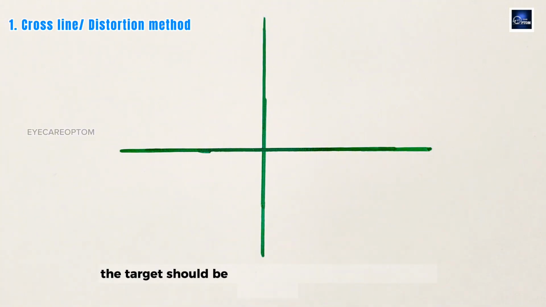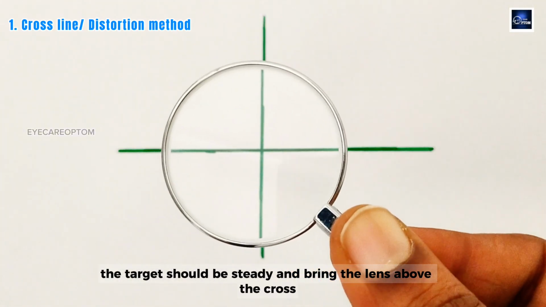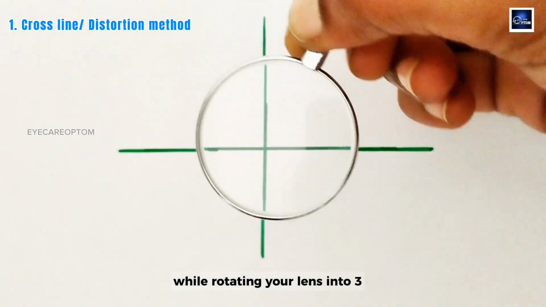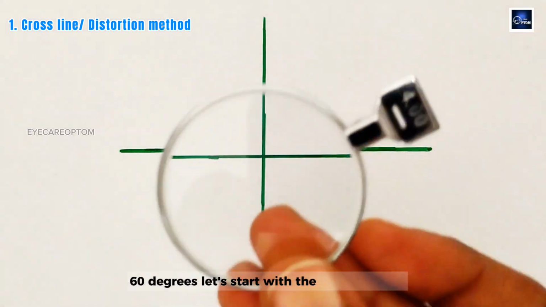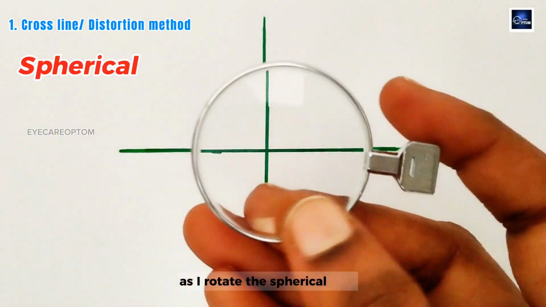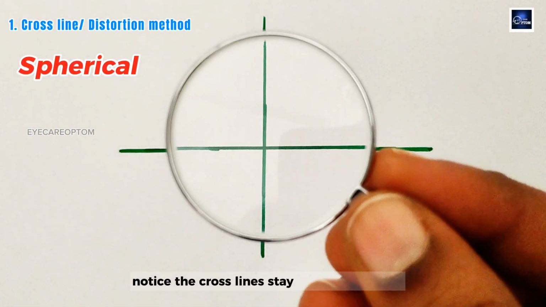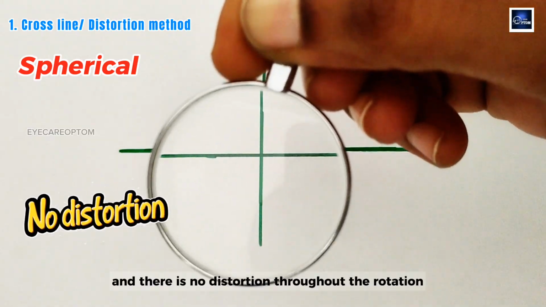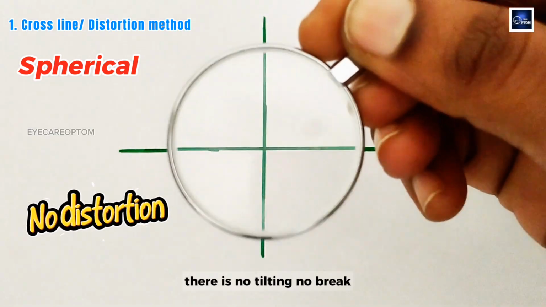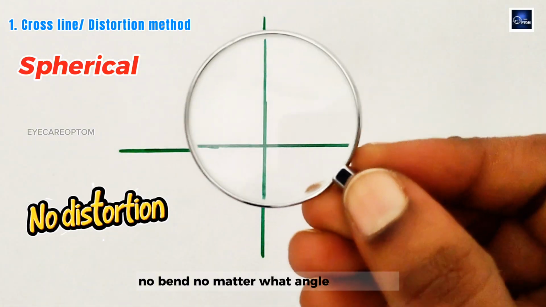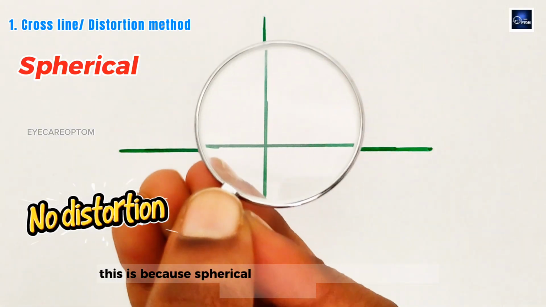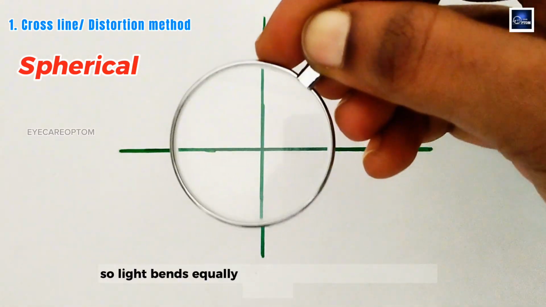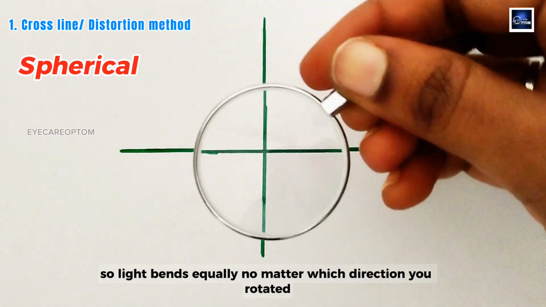The target should be steady. Bring the lens above the cross and observe the cross through the lens while rotating your lens through 360 degrees. Let's start with the spherical lens. As I rotate the spherical lens, notice the cross lines stay exactly the same and there is no distortion throughout the rotation. There is no tilting, no break, no bend, no matter what angle I hold it at. This is because a spherical lens has the same curvature in every meridian, so light bends equally no matter which direction you rotate it.